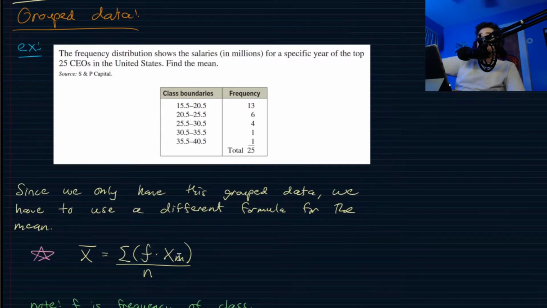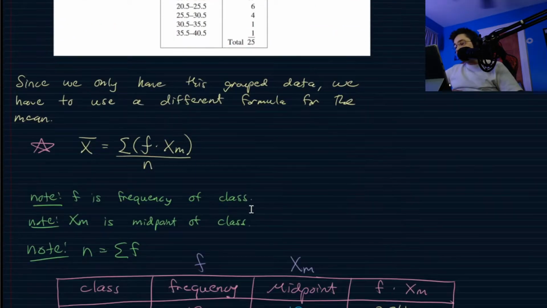And then f is the corresponding frequency. And then, of course, the capital sigma means add all those up. So you take the first frequency times the first midpoint plus the second frequency times the second midpoint plus yada, yada, yada, all the way until all the classes are done.